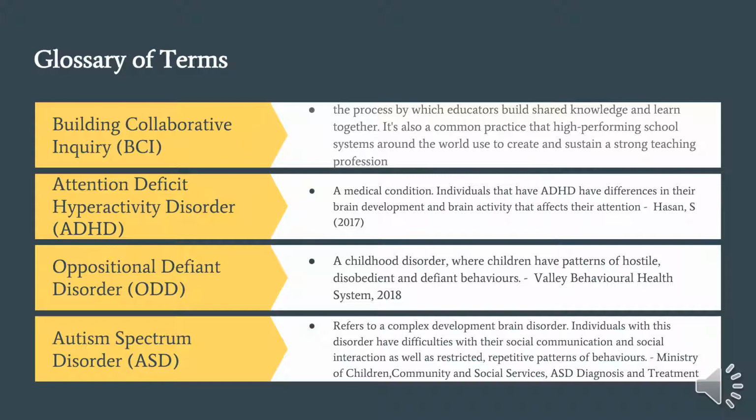Autism Spectrum Disorder, ASD, refers to a complex developmental brain disorder. Individuals with this disorder have difficulties with their social communication and social interaction, as well as restricted, repetitive patterns of behaviors.